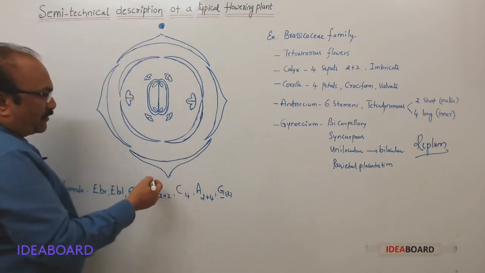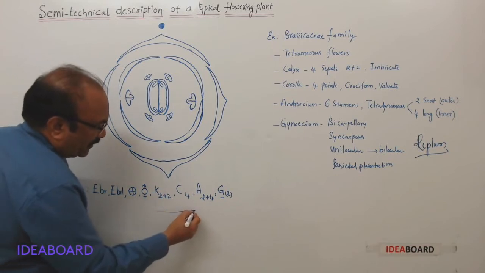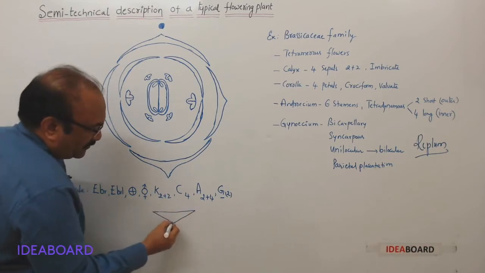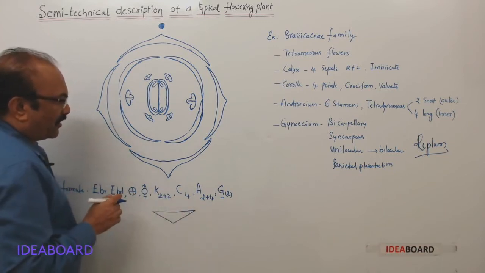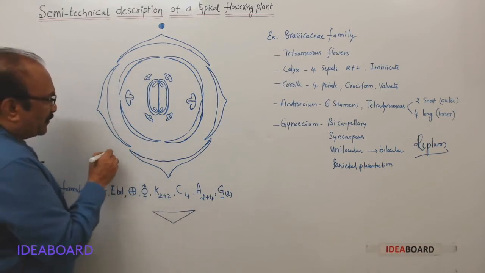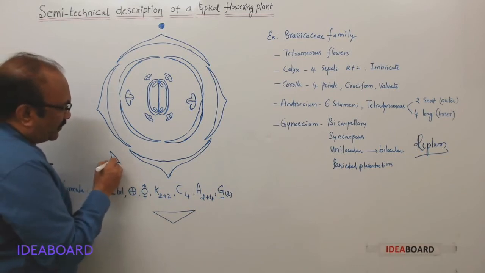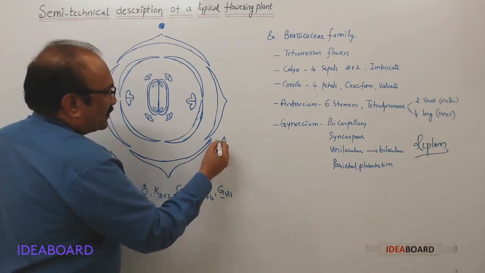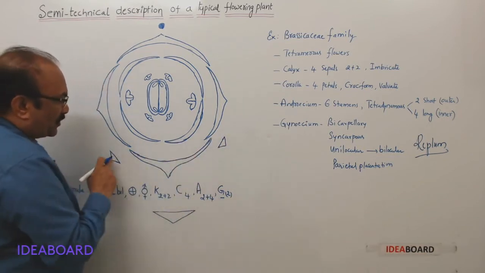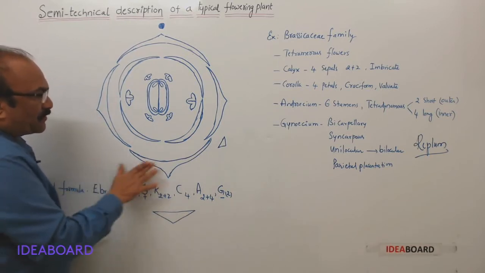And in this family, there is no bract. Otherwise, if there is a bract, we will show the bract like this. And that represents the anterior side of the flower. And in this family, the flowers are not bracteolate. Let us imagine bracteoles are there. If bracteoles are present, they are represented like this. But these are absent.